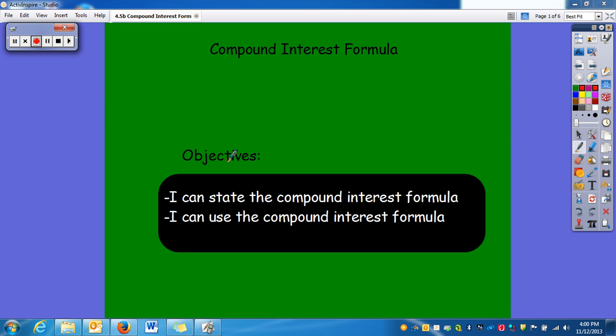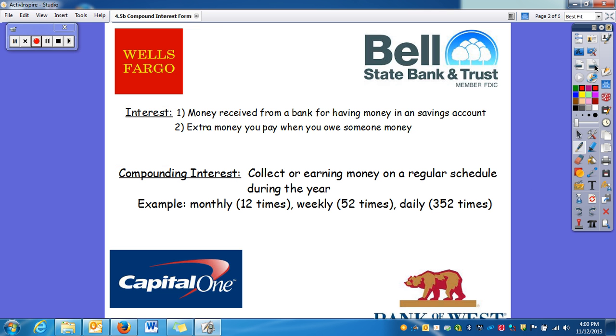So in this video, we're going to look at more applying the exponential function, and we're going to learn about the compound interest formula. So your objective is that you can state the compound interest formula, and then you can use the compound interest formula.